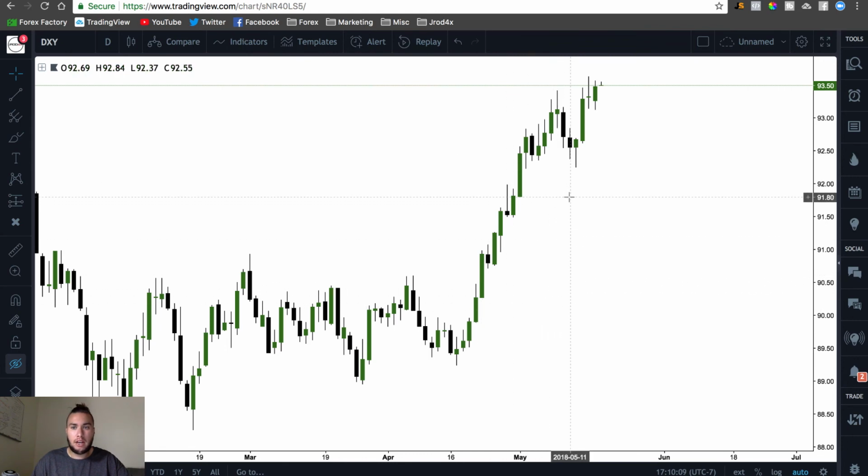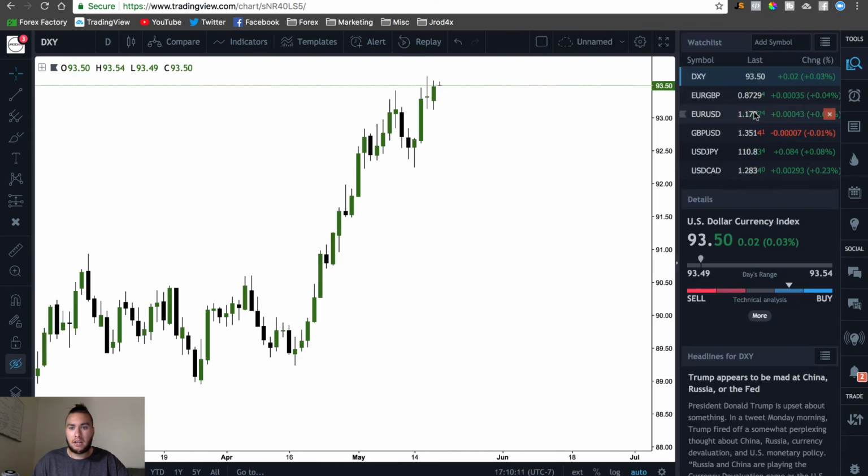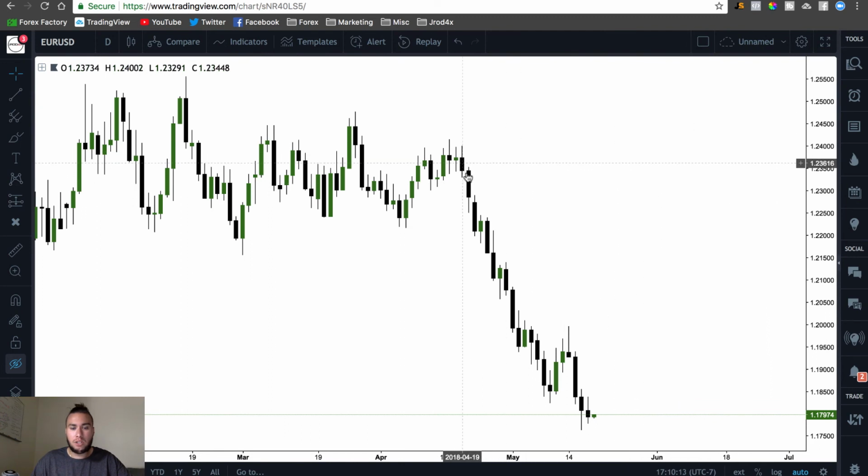so we identify this as an uptrend or a bullish trend. Now, if we look at something like EUR/USD, for example, which is inverse of the dollar index, we can see that the market is making lower lows, lower highs, lower lows, lower highs, lower lows. We know that this is a bearish trend or a downtrend.